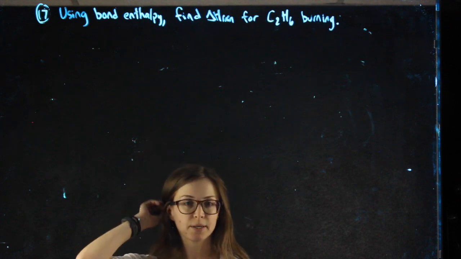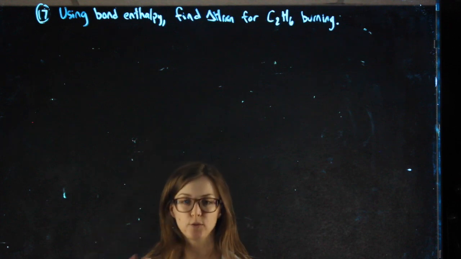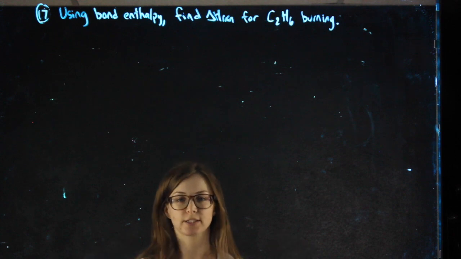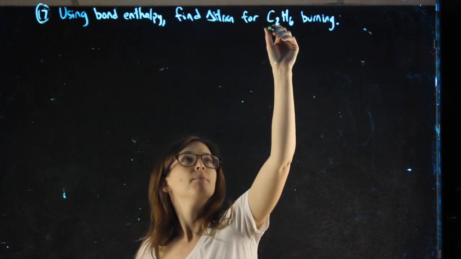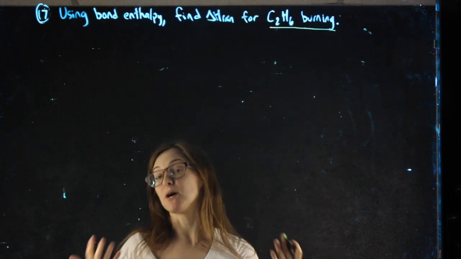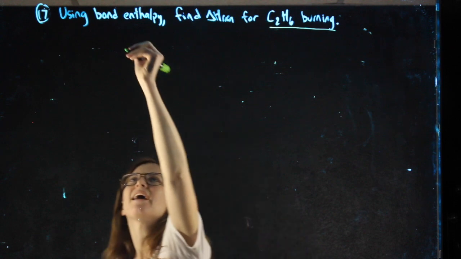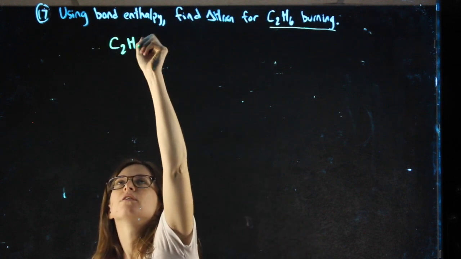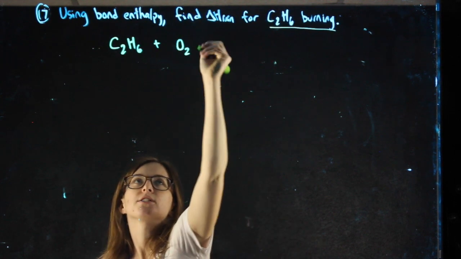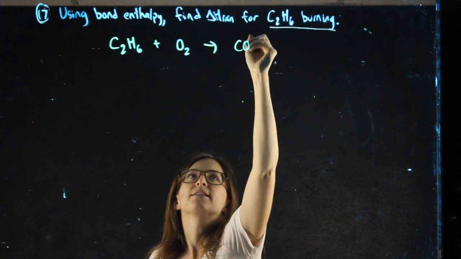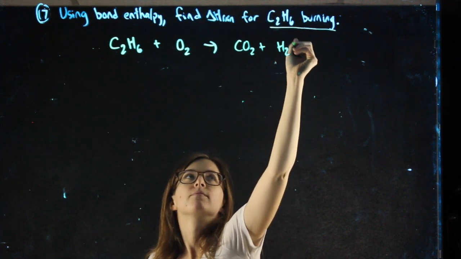Using bond enthalpy, that means I'm going to have to draw out my Lewis structures. If they gave me a reaction, I'd start with my Lewis structures, but because it said, I believe, combustion of C2H6, I need that reaction first. C2H6 plus oxygen makes CO2 and H2O.